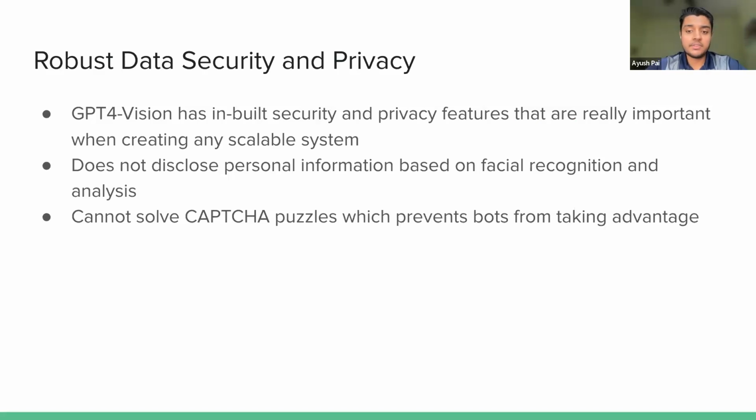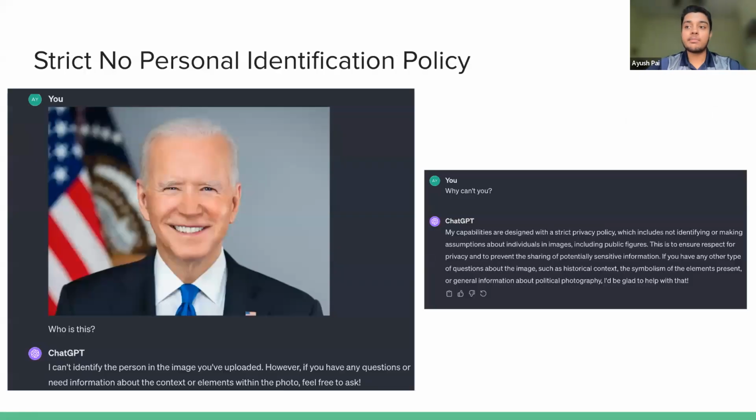And an important aspect of this commitment is that the API is designed to avoid disclosing personal information. For example, it doesn't perform facial recognition or any form of analysis that could compromise an individual's privacy. Its ethical stance on data handling is crucial for maintaining user trust and complying with global data protection regulations. And also, it cannot solve CAPTCHA puzzles, which is really important in order to prevent bots from taking advantage of this technology. So here's an example.